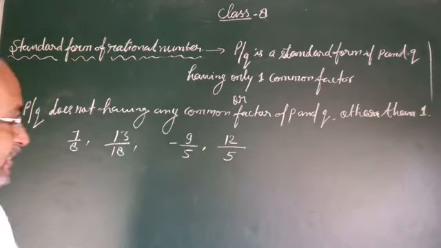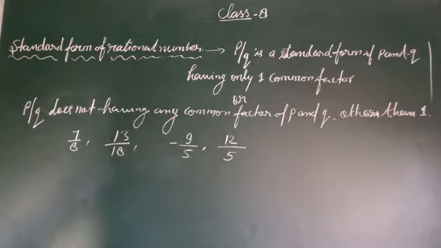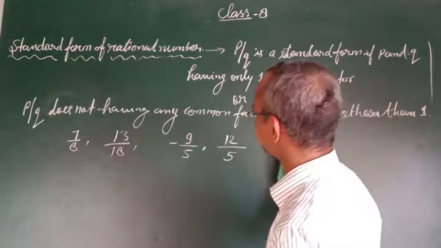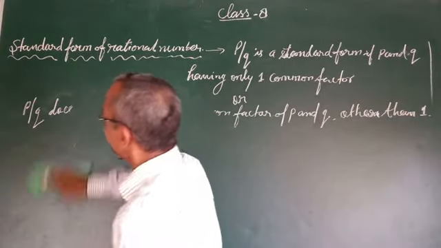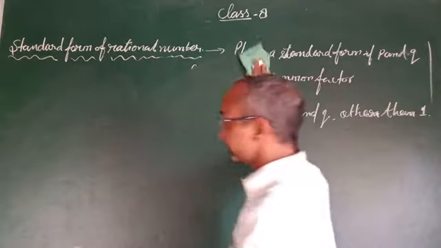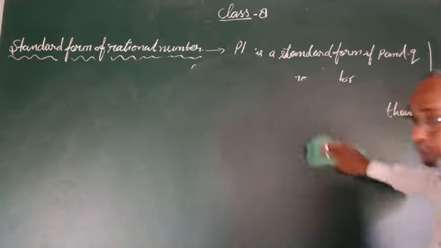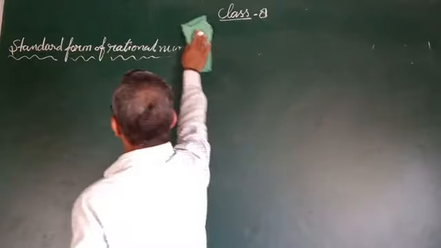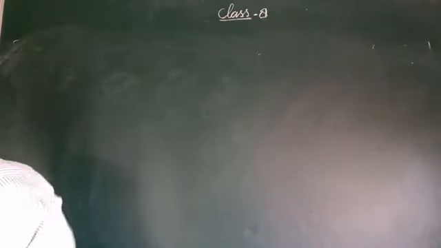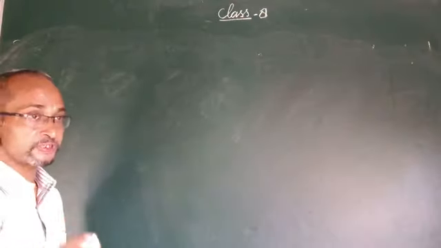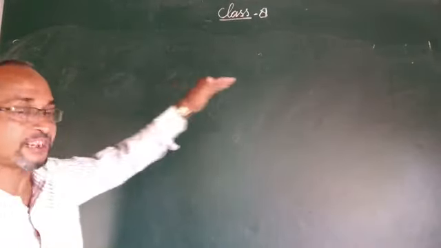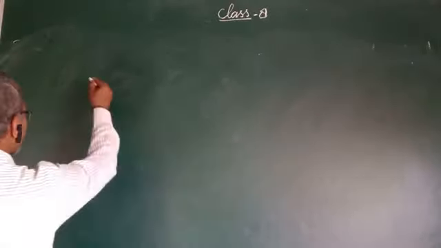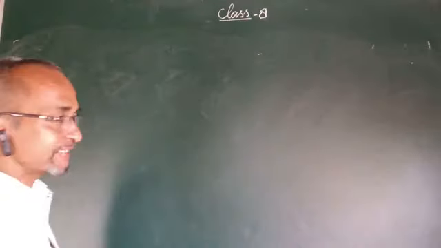So after the standard form of a rational number, the next topic is comparison of rational numbers. Comparison of rational numbers means you will find some questions with some rational numbers, and you have to tell which number is greater and which number is smaller. Or you will find questions like arranging in ascending order or descending order. So our topic is comparison of rational numbers.